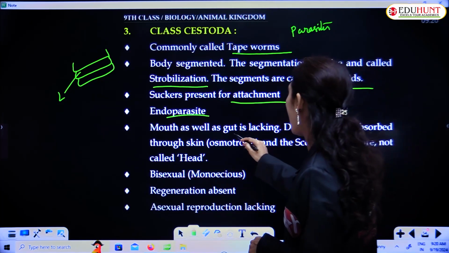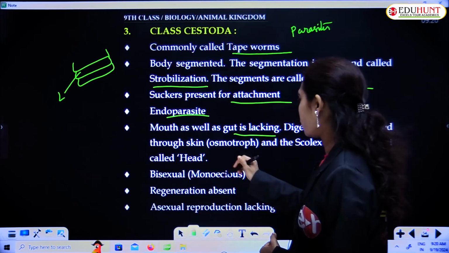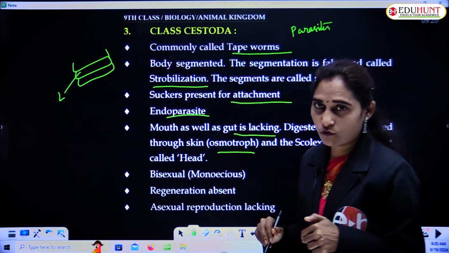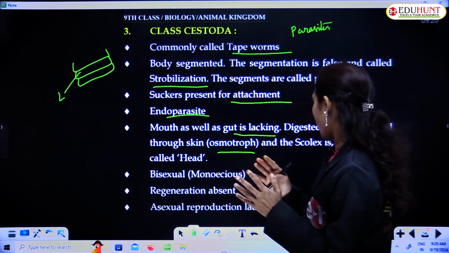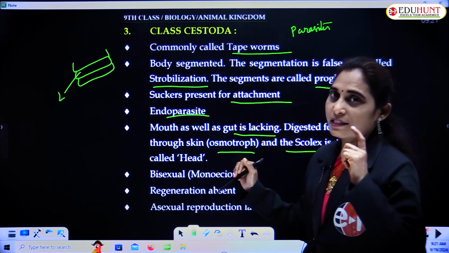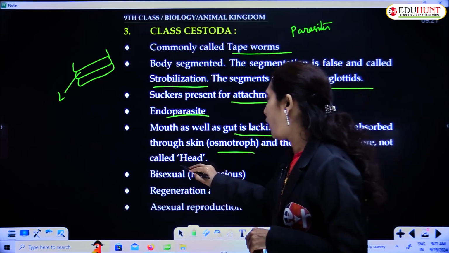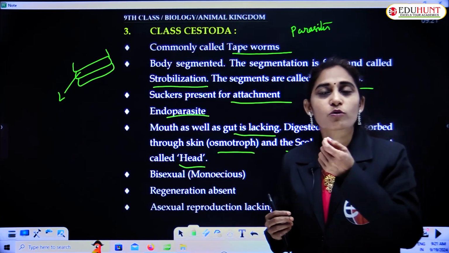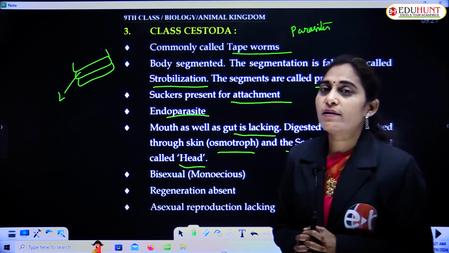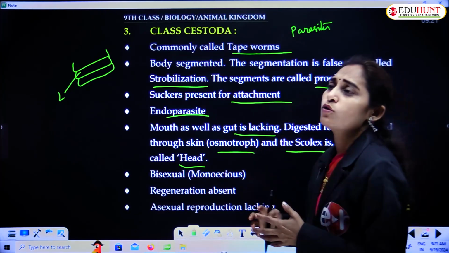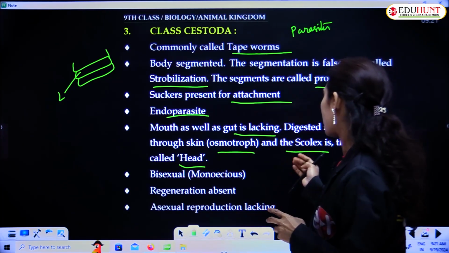Mouth as well as gut is lacking, and digested food is directly absorbed through skin. Osmotroph. Osmotroph is nothing but absorption of digested food through the body wall or the skin. The scolex is the head region, but it is not called a true head, because a head needs a mouth, and through the mouth ingestion of food takes place. It is absent, that is why it is called osmotroph. Since there is no true head, we said scolex, not head.